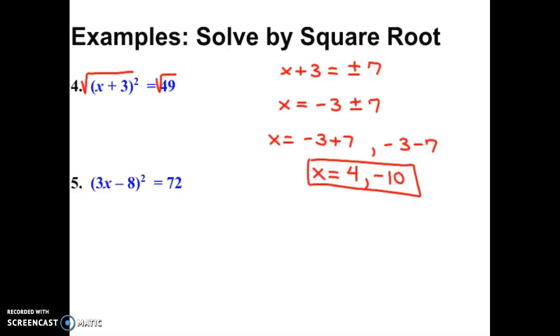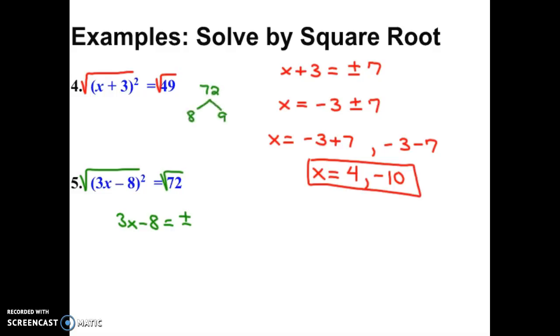The second problem is somewhat similar. I do have the whole side squared, so I have to take the square root of both sides to start out, just like I did on the last problem. When I do that, on the left, you're left with 3x minus 8. On the right, you have plus or minus the square root of 72. If you type the square root of 72 in your calculator, you get a decimal, so you will have to make a tree for that. So I'll make a little tree right above it here.